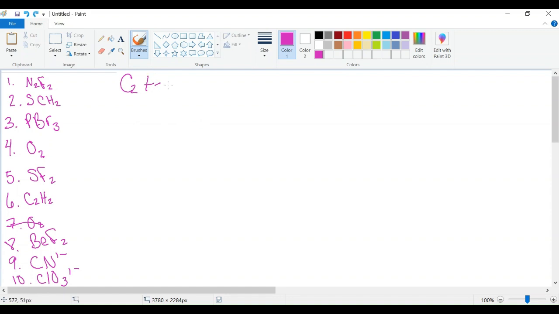C2H2. So my total electrons here is going to be 4 from carbon plus 4 from my other carbon plus 1 from each of my 2 hydrogens. So I have 10 valence electrons that I can use in this structure.